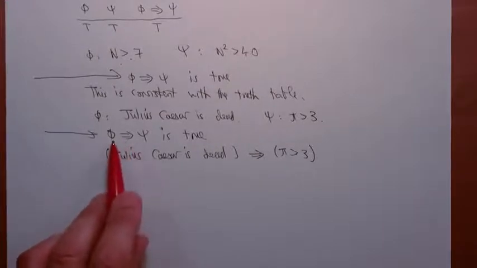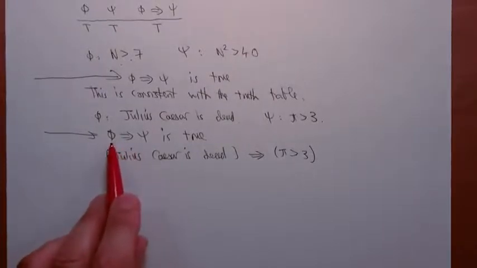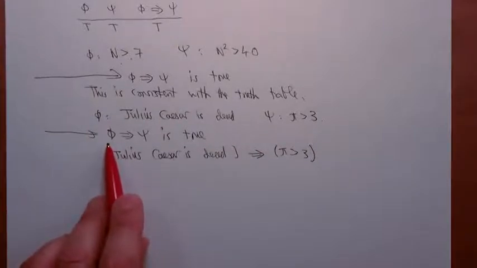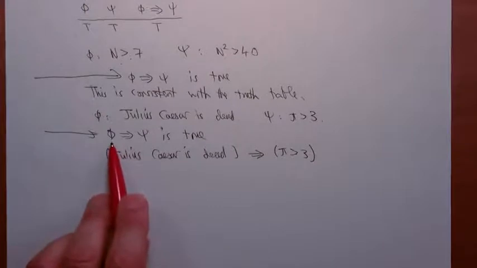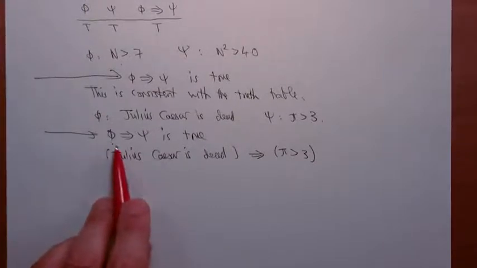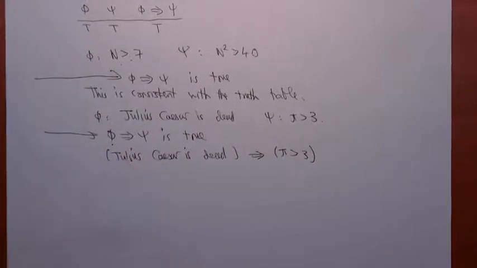And this expression, phi conditional psi, occurs all over the place in software systems. So quite literally, your life depends upon the fact that this is always well defined. It doesn't depend upon the fact that the computer doesn't know whether Julius Caesar is dead or not.